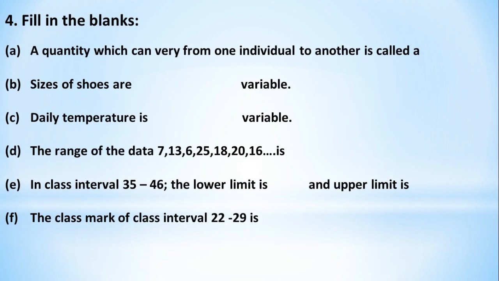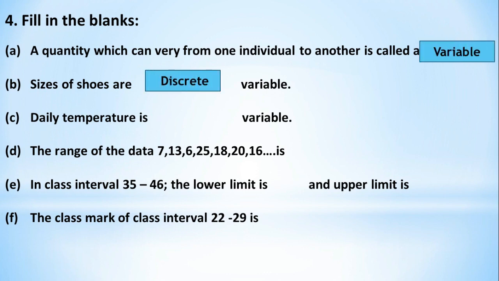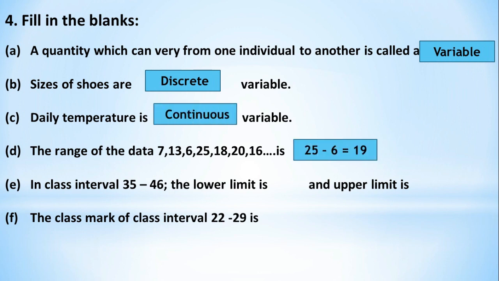Question number 4. Fill in the blanks. A quantity which can vary from one individual to another is called a variable. Sizes of shoes are a discrete variable. Daily temperature is continuous. The range of data means we need to calculate the difference between the maximum numerical value and the least numerical value. Among the given data over here, 25 is the highest and 6 is the smallest. So the difference between 25 and 6 is 19.